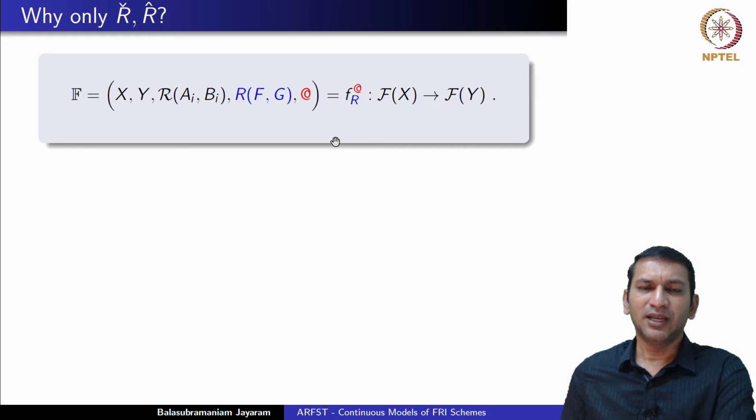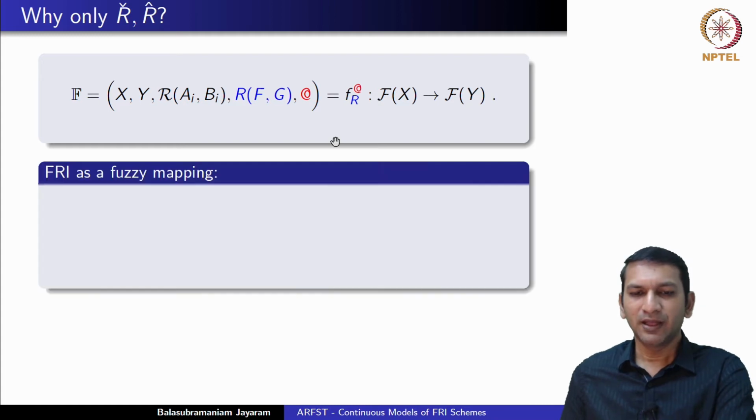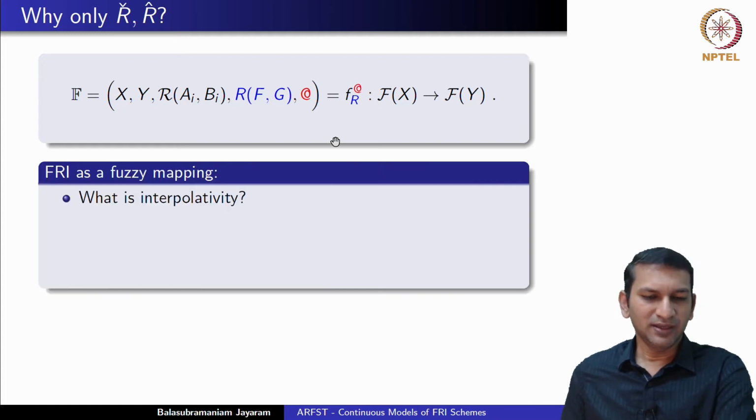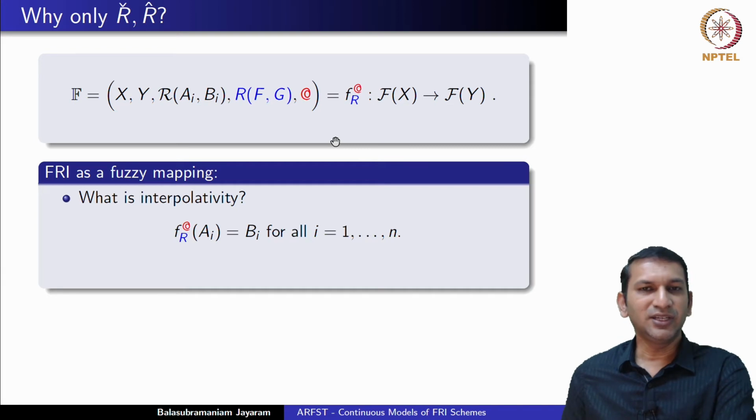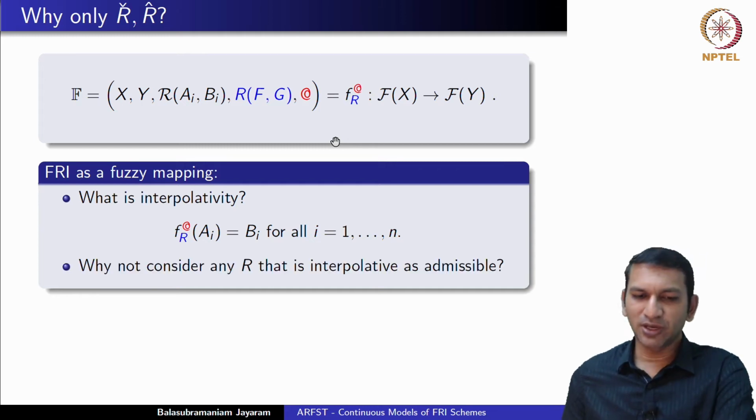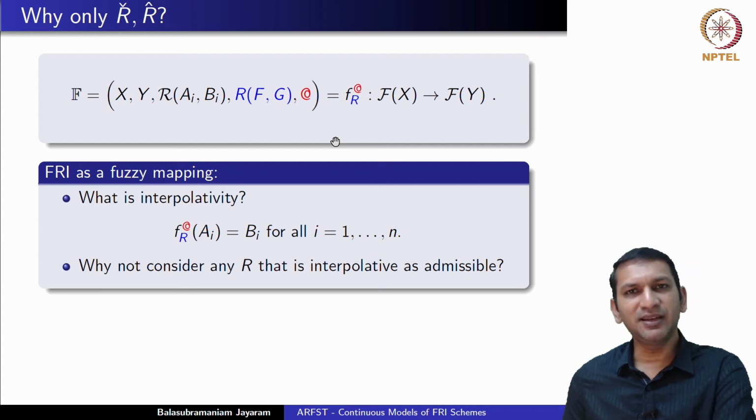Now this is the final fuzzy inference mechanism that we have, so it can be looked at as a mapping from f of x to f of y. When we look at it that way, as a fuzzy mapping, if you ask the question, what is interpolativity here? Essentially it is this function, this adjoint function, taking the value b_i at a_i for every i. So the question naturally arose, why not consider any relation R that is interpolative as an admissible relation R?